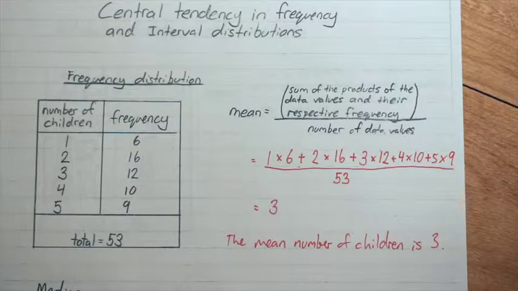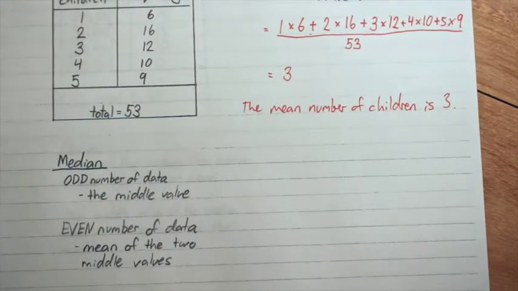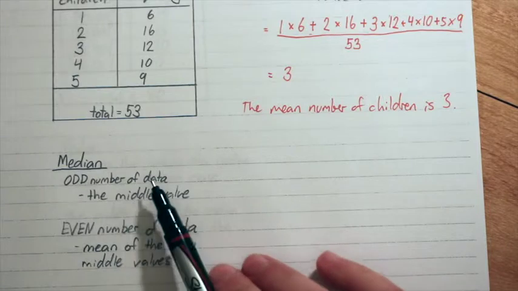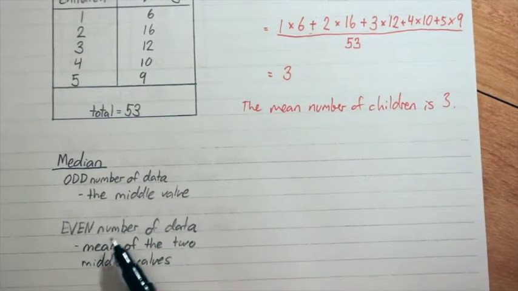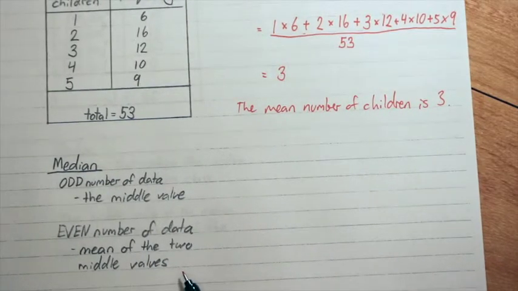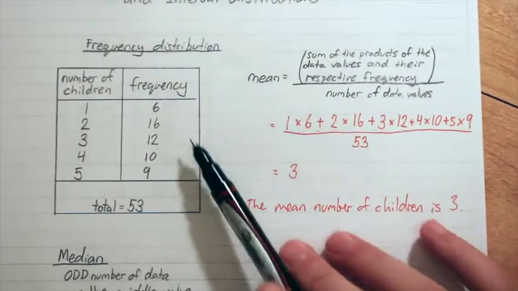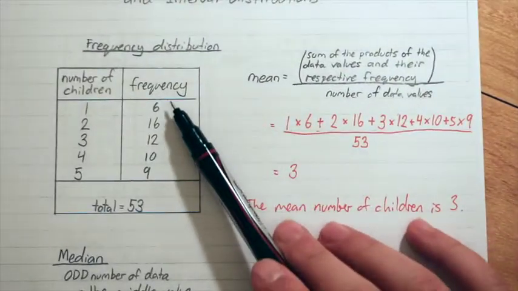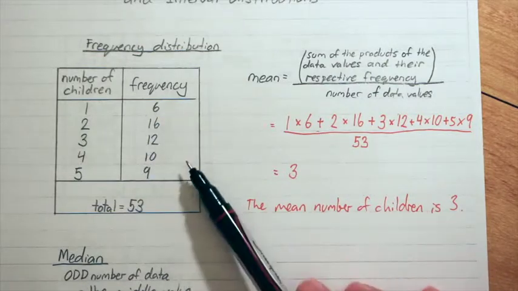You're asking, well, that's just one measure of central tendency. How do we handle the median? Well, it's exactly the same way. If there's an odd number of data, it's still the middle value. If there's an even number of data, it is the mean of the two middle values. But again, we're just looking at it a little differently. Instead of a long list of data, we have to decide where the middle value is in this position.